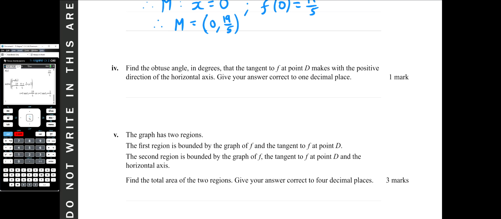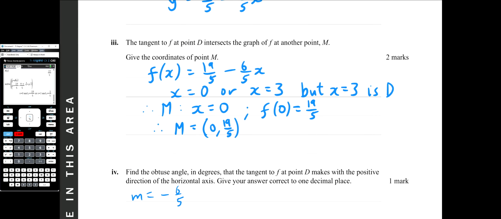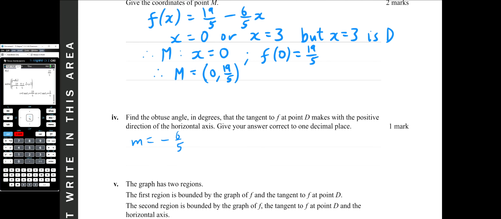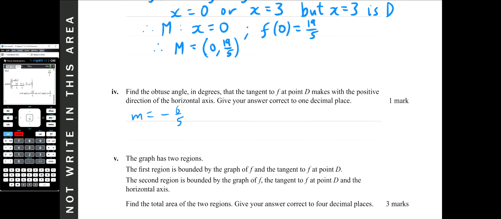Alright, moving on to the next part, part 4. We have to find the obtuse angle in degrees that the tangent to f at point D makes with the positive direction of the horizontal or x-axis. Okay, so we know that the gradient of this specific tangent is negative 6 over 5. Just quickly double checking that. Yep, you can see it's negative 6 over 5 is the gradient of the tangent. So therefore, this implies that the angle that it makes with the positive x-axis is equal to the inverse tan of negative 6 over 5.